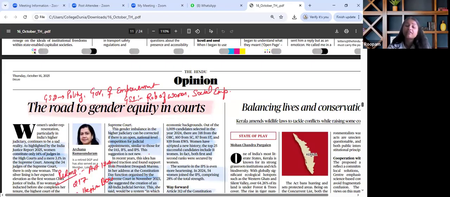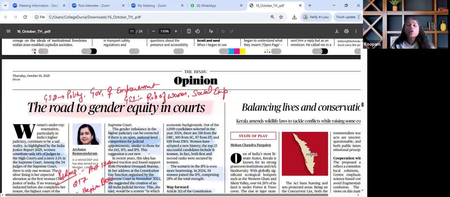For Prelims perspective, we need to know the constitutional articles with regard to the appointment of judges. With regard to this, Article 124 and 217, the collegium system basics and the several cases associated with it, we need to know about the NJAC.